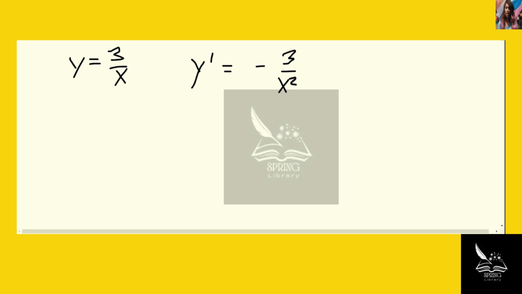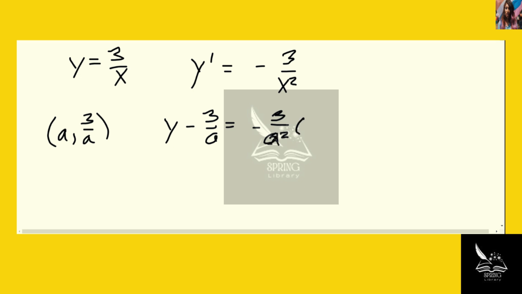An equation of a line that passes through the point a, 3 over a, with this slope is y minus 3 over a equals our slope, negative 3 over a squared, times x minus a. We can expand this to y equals negative 3 over a squared x plus 6 over a.